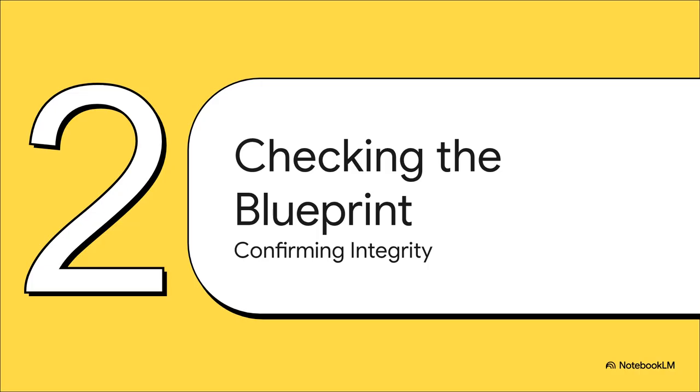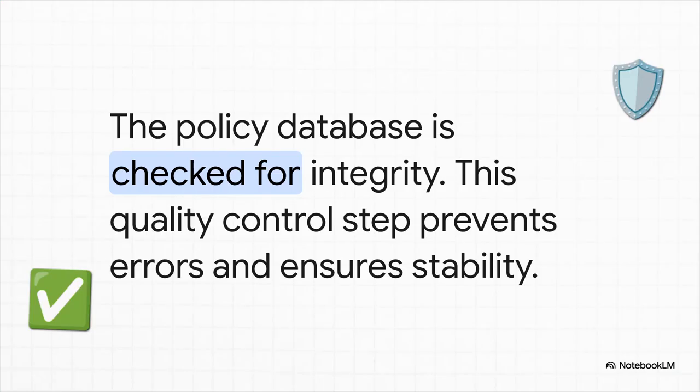Think about it like this. Before you start building a house, you check the blueprint, right? You make sure all the measurements add up? Well, the system does the exact same thing with our new policy. It has to be 100% sure the rules make sense and won't accidentally break the entire network. And that brings us right to step 2, verification. Before that policy goes anywhere, the system runs a full integrity check on the whole database. It's basically hunting for any problems, conflicting rules, syntax errors, anything that could cause chaos. Because a single bad policy could bring a company to its knees. This is the crucial quality control step that makes sure the blueprint is perfect.